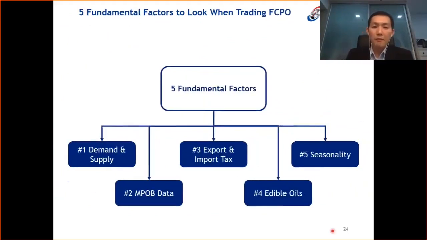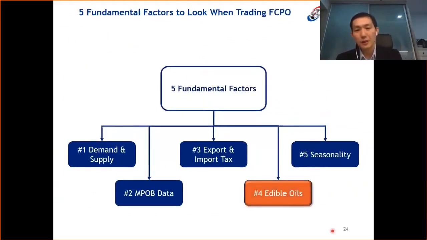Now, on the fourth factor, which is on your edible oil. So why do we need to know about edible oils when you trade FCPO? Because FCPO is a commodity, right? And it can be substituted by some other comparable oil products. So it is important for you to know who are the competitors out there for your FCPO product. For example, if you want to go after a girl, you need to know who is your competitor. You need to know who is your rival, correct? So it is important to know who are the competitors for FCPO product as well.